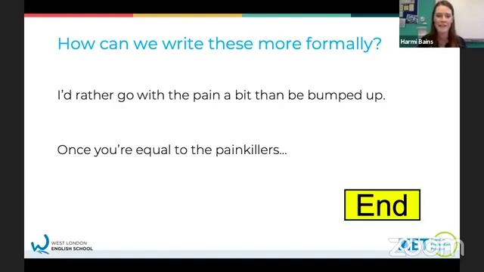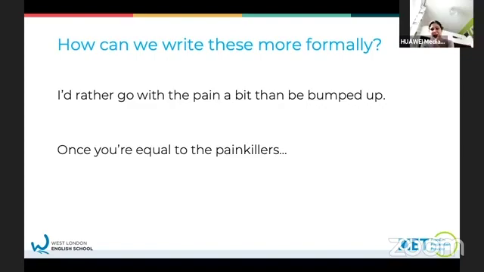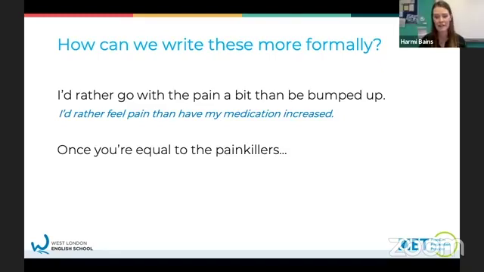Raj, what did you have for the first one? I thought it would be, I would prefer to take less painkillers. And what to say, I don't know how to put that. You're thinking along the right lines. It's like, I'd rather have the pain than have more painkillers. Yeah. So that's the meaning of it. Bumped up means then have more medication. So I'd rather have the pain or feel the pain than have my medication increased.